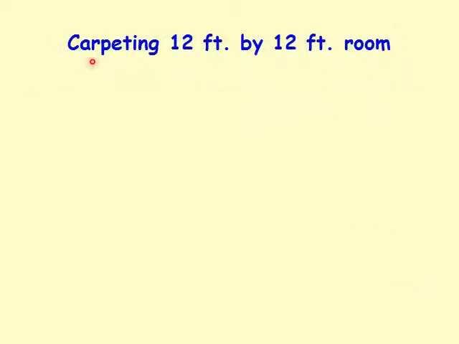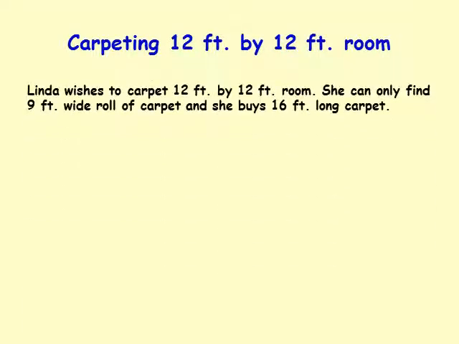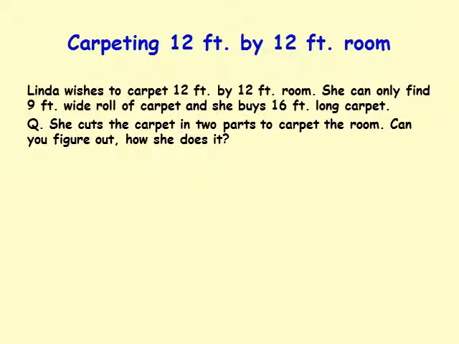Here's an example we were talking about in the daily use examples. We're going to carpet a 12 feet by 12 feet room. Here's the problem stated again. Linda wishes to carpet a 12 feet by 12 feet room. She can find only a 9 feet wide roll of carpet, and she buys 16 feet of the roll. So she cuts the carpet into 2 parts and then carpets the room with those 2 parts. Can you figure out how she does it? Let's see what we do.